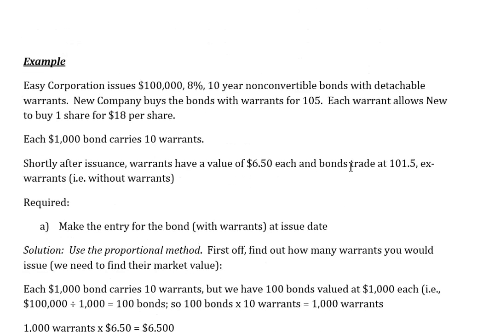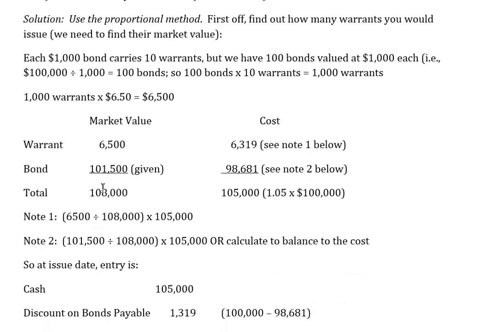So I can take that market value, add it to the market value of my bond. Remember, we were told up here that the bonds trade at 101.5, which is 1.5% over and above the face value without the warrants. So that means that $101,500 plus my $6,500 market value gives me a total market value for the package of $108,000. But I only paid $105,000 to get the package. But I can use these relative or proportional market values to help me allocate this cost. So how would I do that?